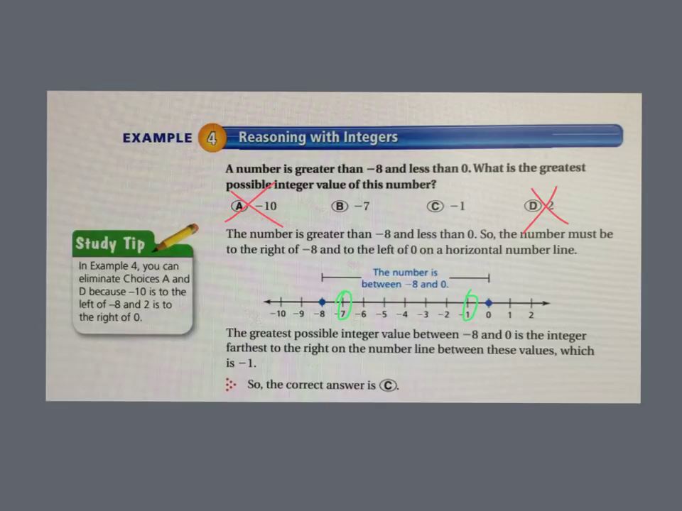The greatest possible integer value between -8 and 0 is the integer farthest to the right on the number line between these values, which is -1, because it says, what is the greatest possible integer value of this number? -1 is the greatest possible number. Again, I'd rather owe somebody $1 than owe them $7. So you got to kind of think of it in a real-world application if you can.